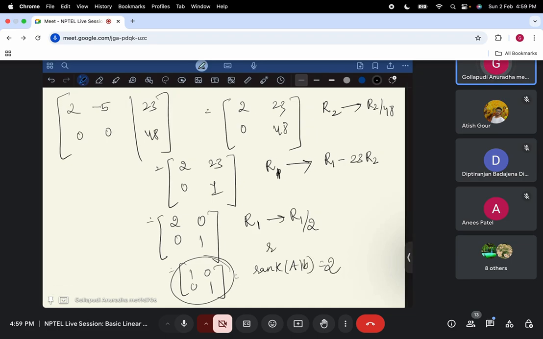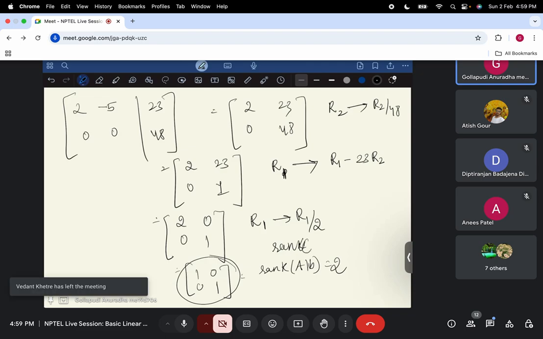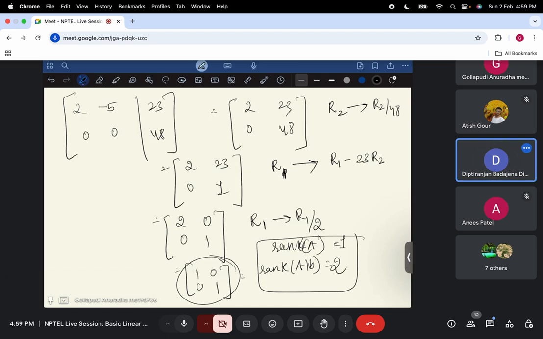But rank of A was 1. Is it clear? Yes, ma'am. Yeah, so rank of A is not equal to rank of B.